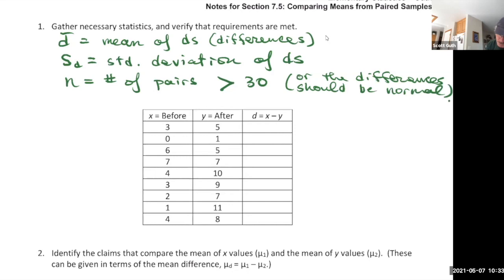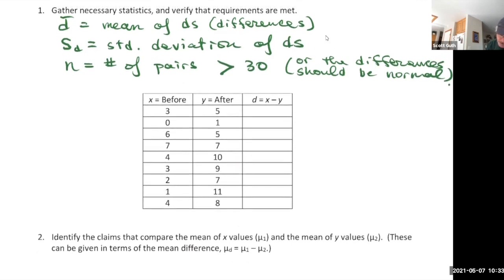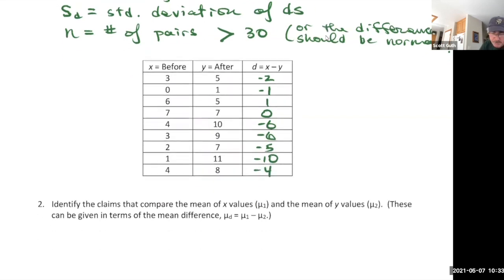Okay. So just do x minus y on all of this. So 3 minus 5 is -2. That's a good thing. That means that the mood went up. Okay, 0 minus 1, also negative. 6 minus 5, that person actually got worse. 7 minus 7, no change for this person. 4 minus 10, huge improvement. 3 minus 9, same improvement. 2 minus 7, -5, still really good. 1 minus 11 is -10. 4 minus 8 is -4. So most people did get better. Some of them seem to have really gotten better. Any questions here?